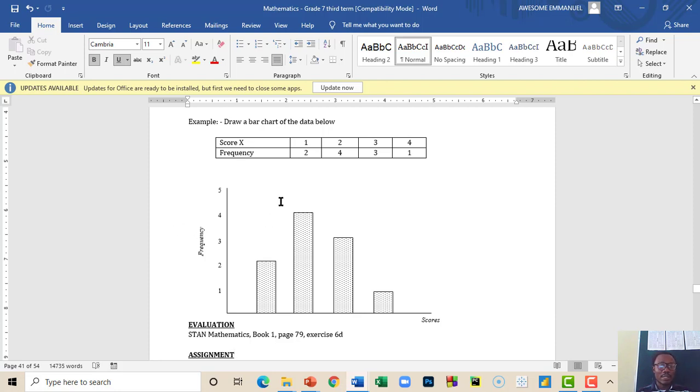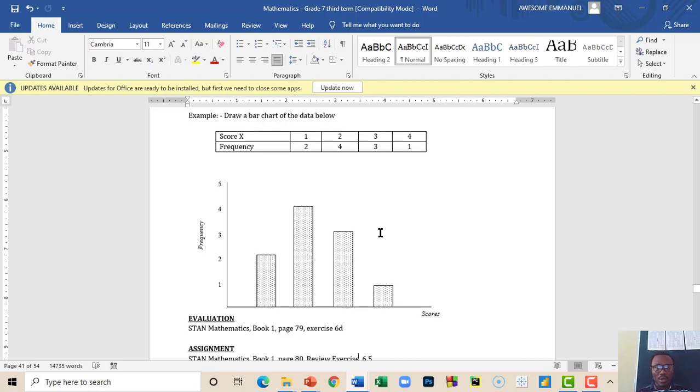And then after the bar chart, have a heading. The axes of the bar chart should be labeled appropriately. So this is frequency and here is score. And one other thing you have to note again when it comes to bar charts, what the examiners look out for: the spaces between the rectangular bars must be the same, must be uniform. In other words, if you observe, the space between these bars and these bars is uniform. So that is what you just need to note when drawing the bar chart.